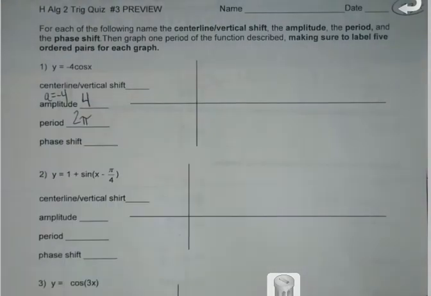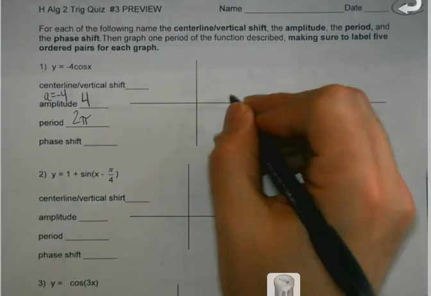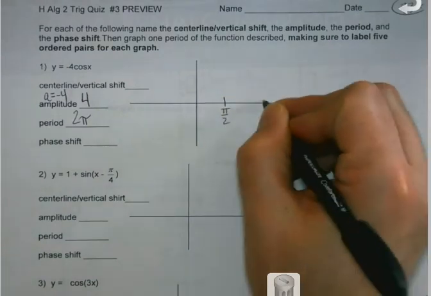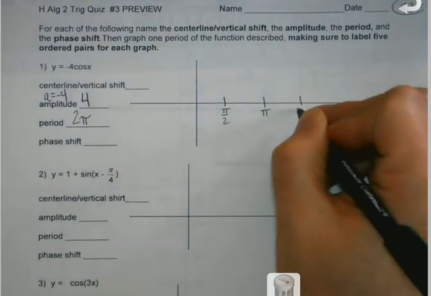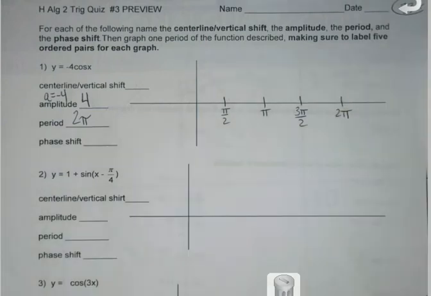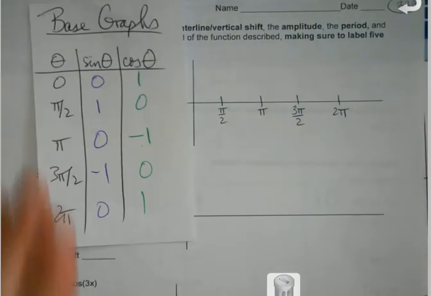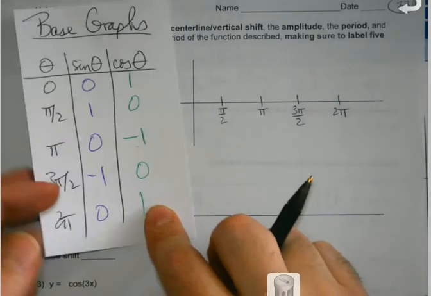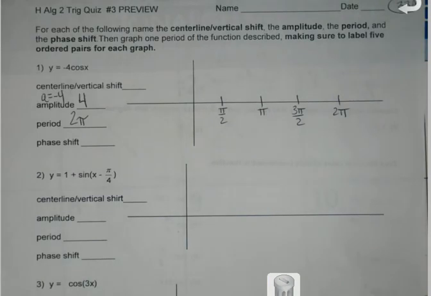My period's not going to be out of the ordinary. Sine and cosine always have a period of 2 pi. We remember because we've gone over it and over it. Base graphs, you've got to have them drilled in by now. If not, you've got one more day to drill them in, because then everything bases off of that.